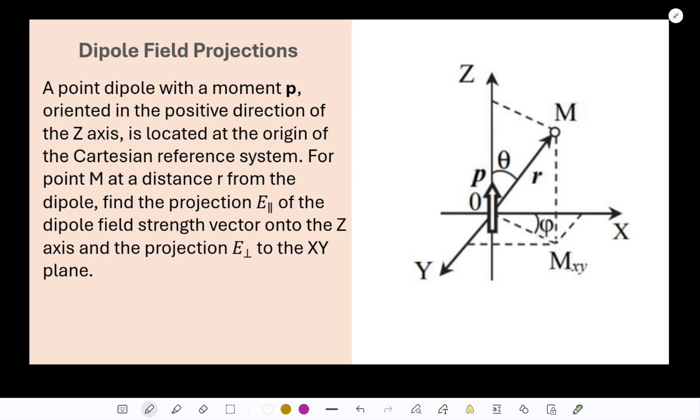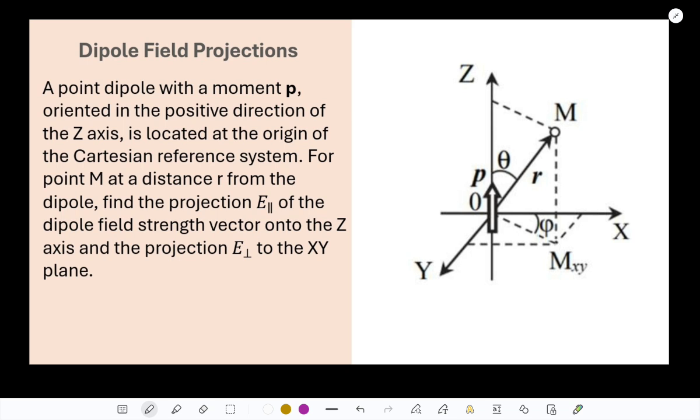That means we need to find out the component of electric field along the z axis. Okay. And the projection E perpendicular to the xy plane. This is interesting. We need to find out the component of electric field in the xy plane.